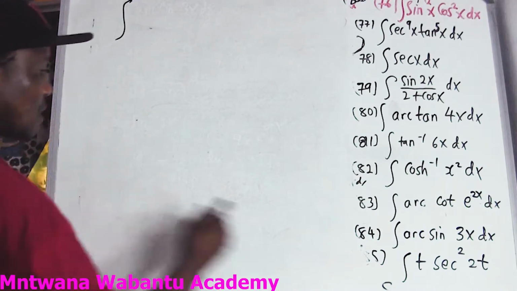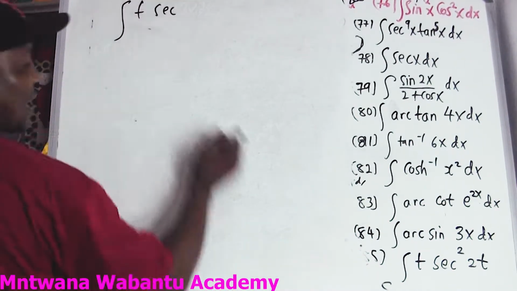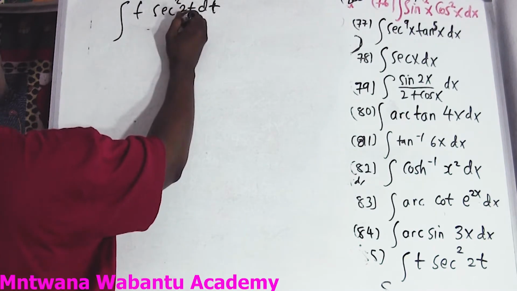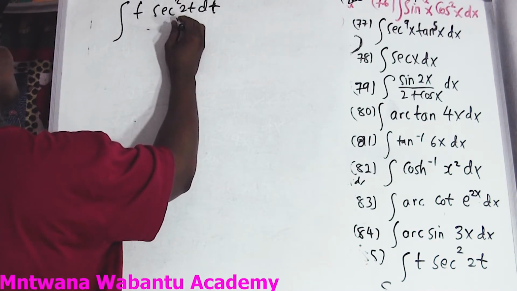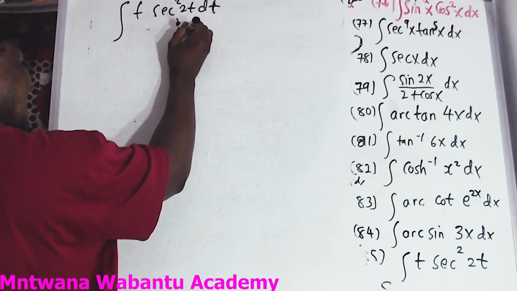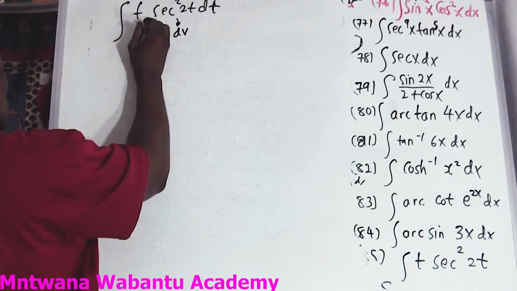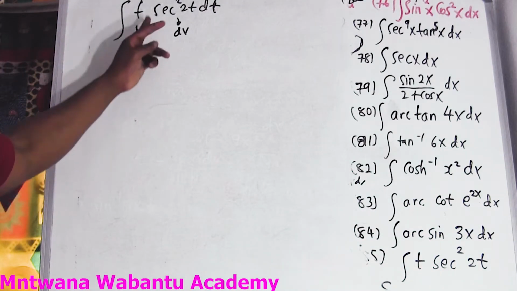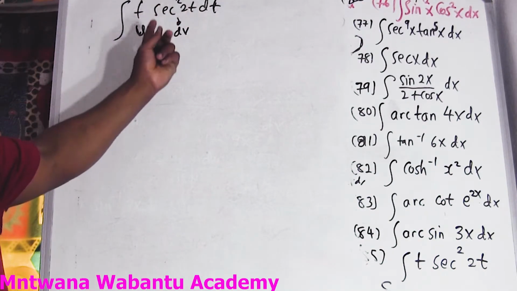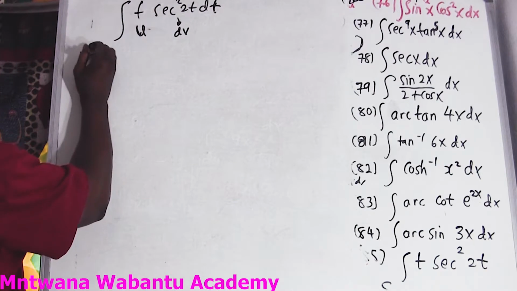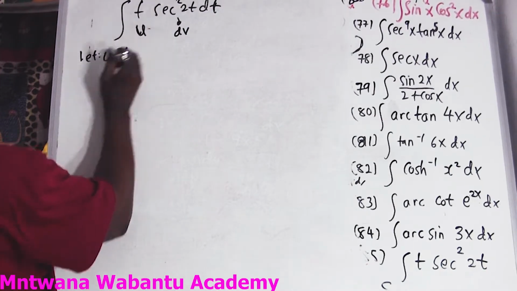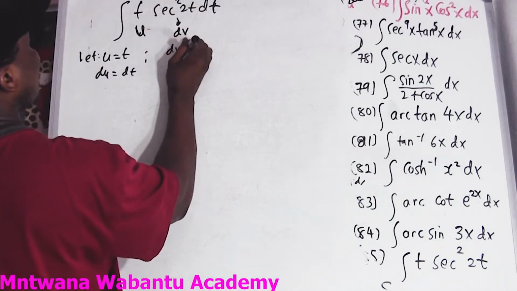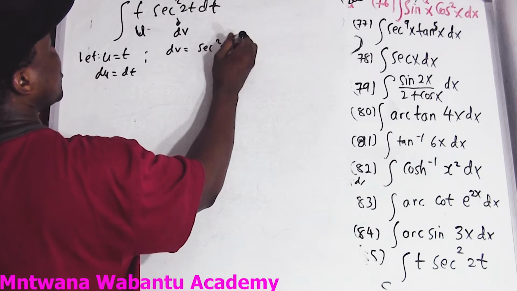So the integral of t sec square 2t dt. So this is also by parts. Like I said, you do a lot of integrals in this form. If you have a t or x and then trig, this is going to be u and this is dv. Okay, let u equal to t, so du equals dt. Now we integrate because dv equals sec square 2t dt.